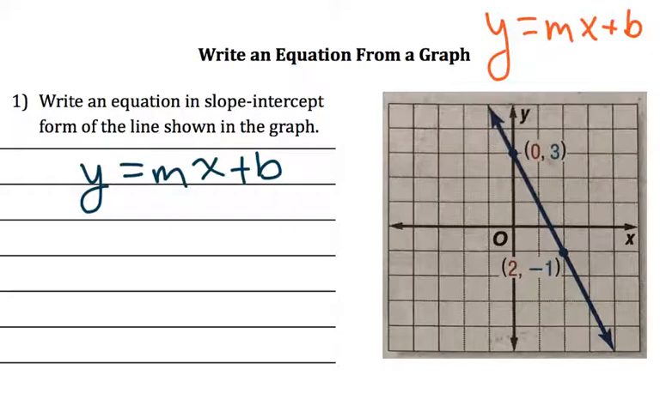Now, in writing an equation in slope-intercept form from a graph, the first thing you're going to want to do is always write down the formula. It's your map. So with that map in place, let's talk about how you would find two separate pieces that are missing, which are M and B, from a graph. So just off to the side, I'm going to write, you don't have to, M equals and then B equals.